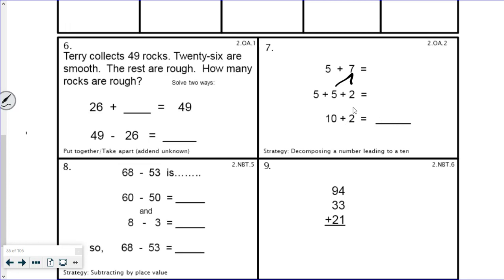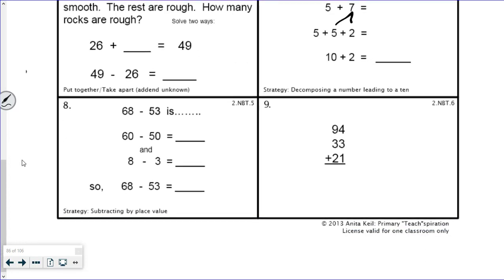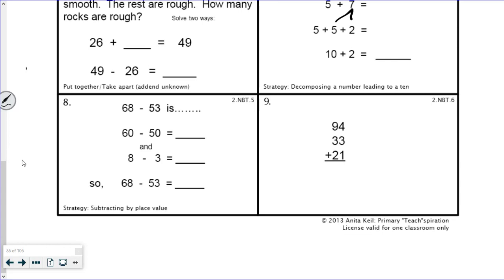I would prefer to just memorize 5 plus 7, but whatever works. Everybody does math differently. So my job is to teach you strategies. Your job is to figure out what strategy works for you to solve problems the fastest.